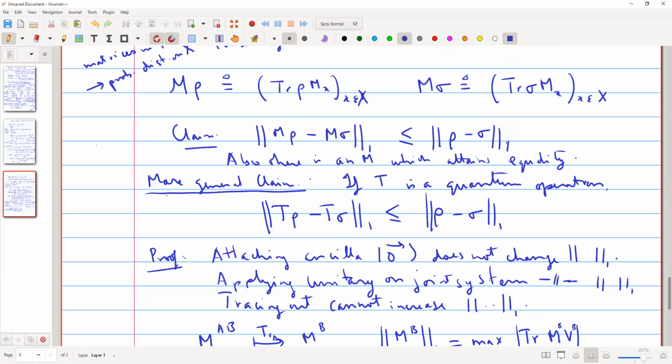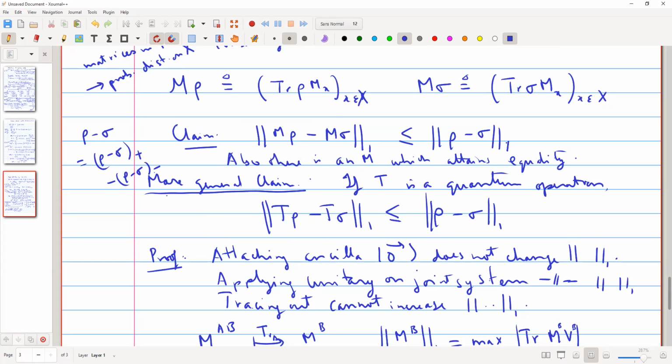Look at rho minus sigma. Rho minus sigma is a Hermitian matrix with trace 0, because rho had trace 1 and sigma had trace 1. A Hermitian matrix has real eigenvalues, so basically we go into the eigenbasis. This is just the positive part: rho minus sigma restricted to those eigenvectors with positive eigenvalues. And then there is the negative part: rho minus sigma restricted to those eigenvectors with negative eigenvalues.